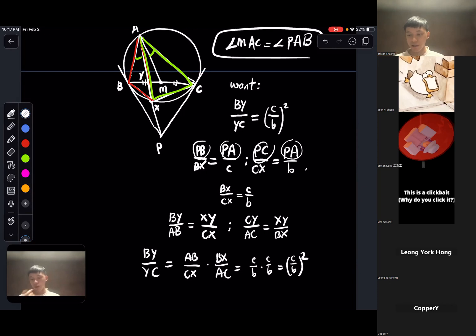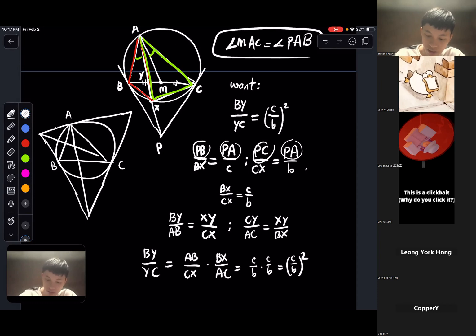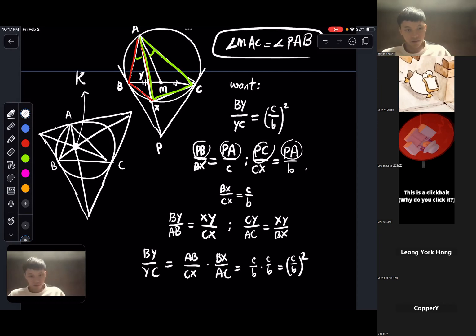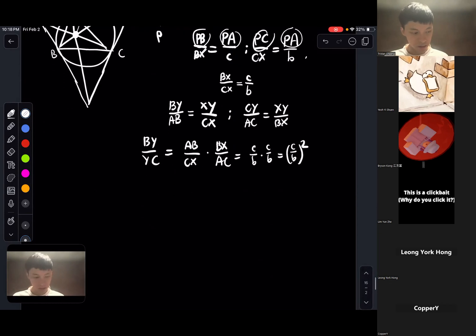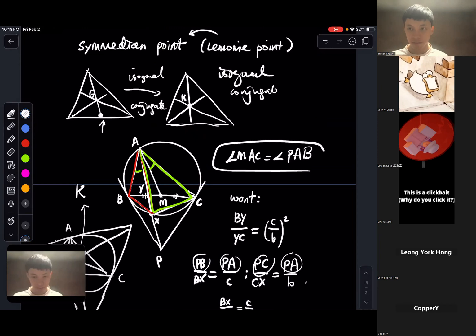Yeah, so this tells us there's a new way to construct the C-median point, which is to just take the triangle formed by the tangents, and then connect the lines. Then you get it. Any questions here?